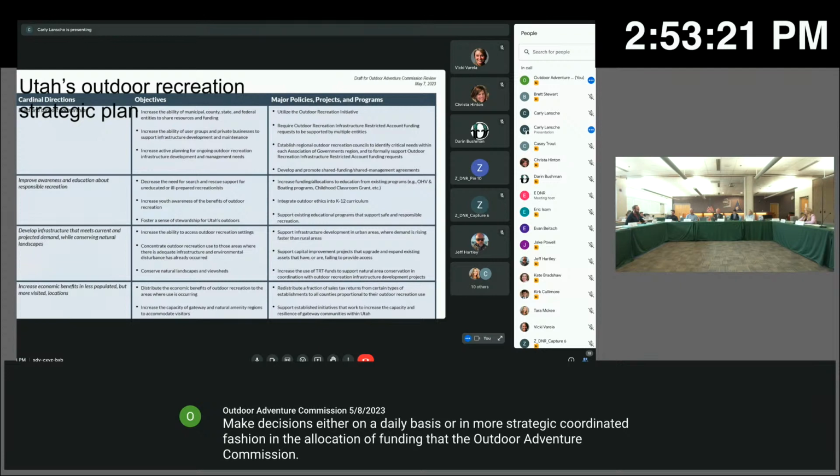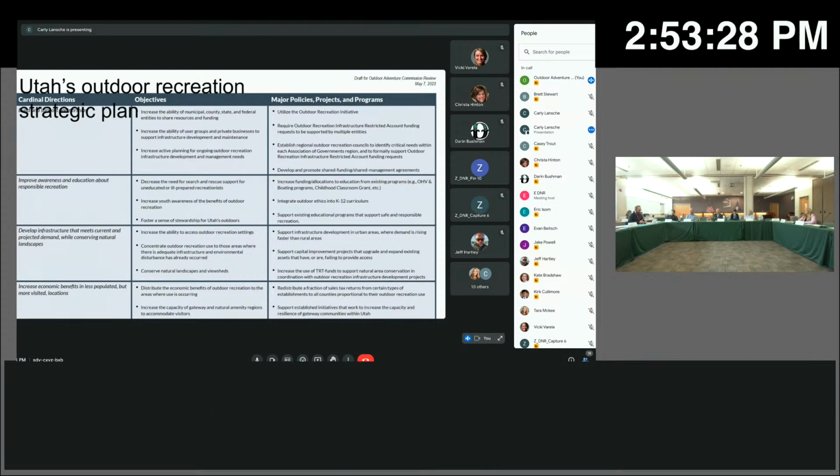So this can be seen as a rubric, if you will, if we are going to develop a specific mechanism for the projects to be brought to the Outdoor Adventure Commission, that this can provide as a rubric for those projects to be weighted against. Are you meeting specific objectives within the strategic plan? Are you meeting multiple directions that were laid out as the principal directions of the strategic plan?